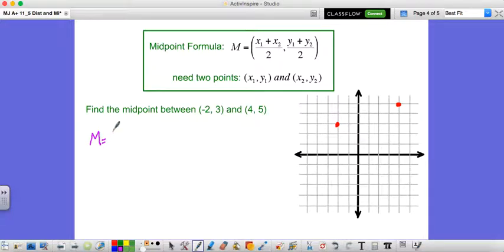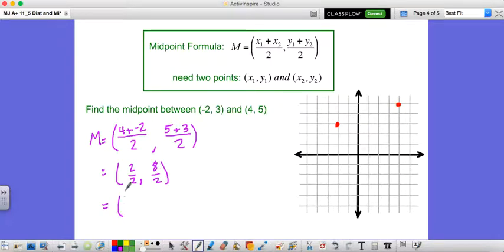Our midpoint is equal to, add the x-coordinates, 4 plus negative 2. You could obviously do negative 2 plus 4. It does not matter. Addition is commutative. And then 3 plus 5, or 5 plus 3, divided by 2. So now let's just simplify. 4 plus negative 2 is just 2. 5 plus 3 is 8. 2 divided by 2 is 1. 8 divided by 2 is 4. Our midpoint is 1, 4.